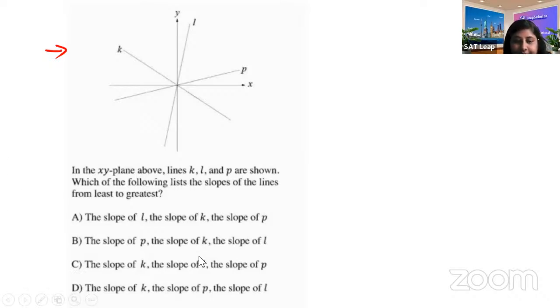Dakshin, yes, you're right. Based on the slope of the line, you are going to arrange them in least to greatest order, that is ascending order. Preet, you're right. Arrange them in ascending order. That's what they are saying.